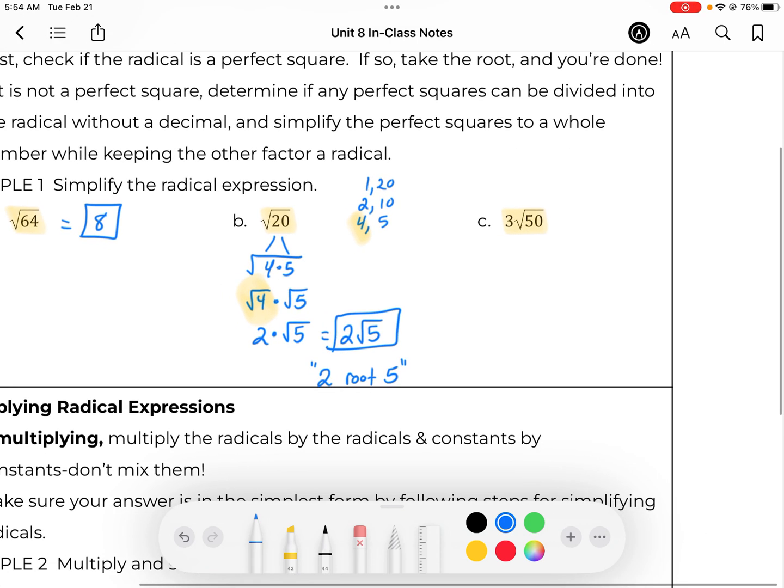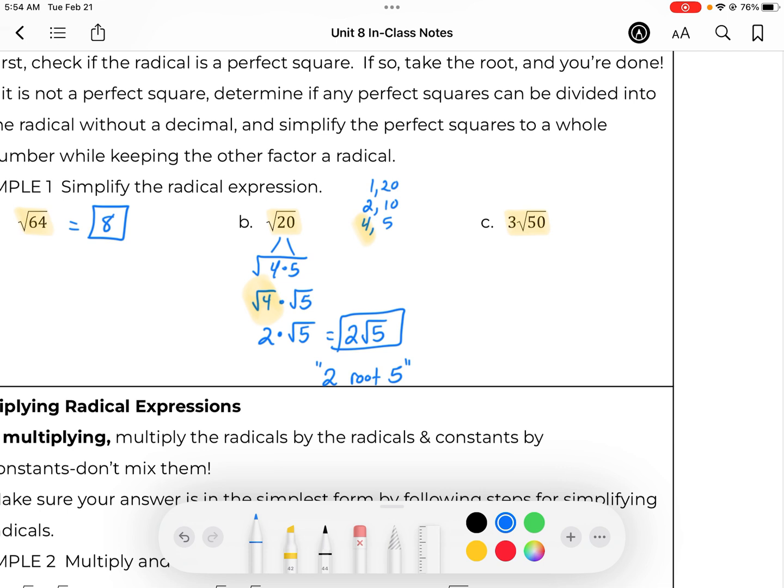Okay? Let's try one more. Now, this number is a little different. There's already a number outside of that radical. The 3 here is not part of the radical, so the 3 just hangs out in front until there's another number like it that can be multiplied with it. And when I say another number like it, I mean another number that is not under a radical symbol, another number that is not a radical. So really, we're looking at the square root of 50 part first. Okay, that's the part we're going to split.